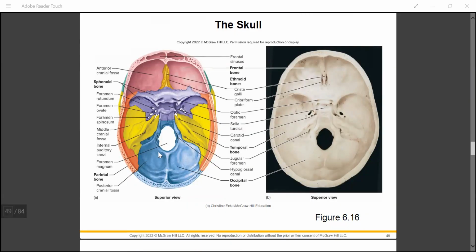You'll see here we have our foramen magnum. So that is where our brainstem is able to exit the skull, and it transitions to the spinal cord. So remember from our skeletal terminology above that a foramen is a hole or opening.